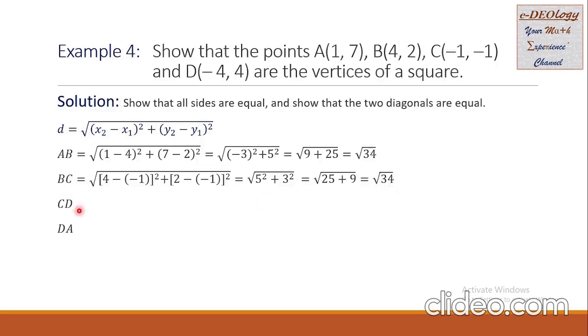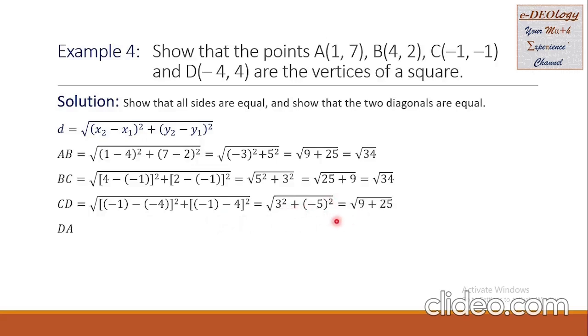What about the side CD? By distance formula, we have the values negative 1 minus negative 4, that is squared, plus negative 1 minus 4, that is squared. Negative 1 minus negative 4 is positive 3, then we will square, plus negative 1 minus 4 is negative 5, then we will square. 3 square is 9, plus square of negative 5 is 25. 9 plus 25 is 34. Therefore, the length of the side CD is square root of 34.